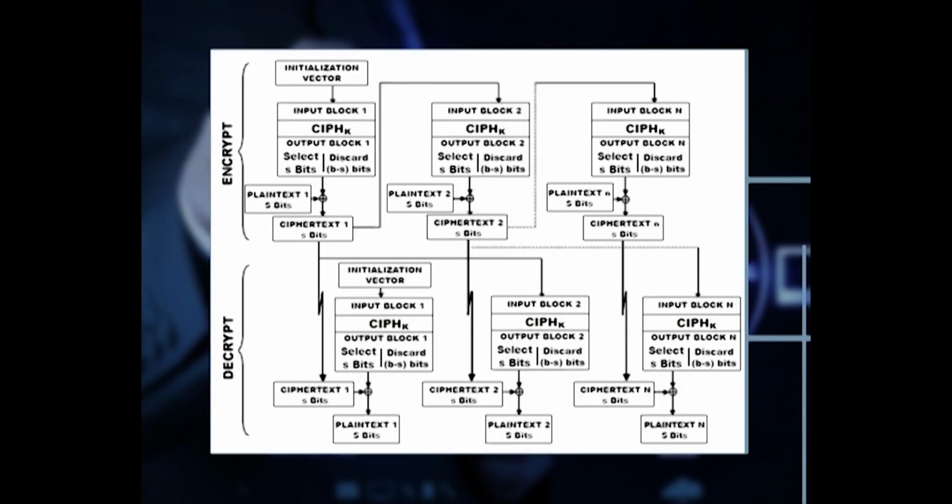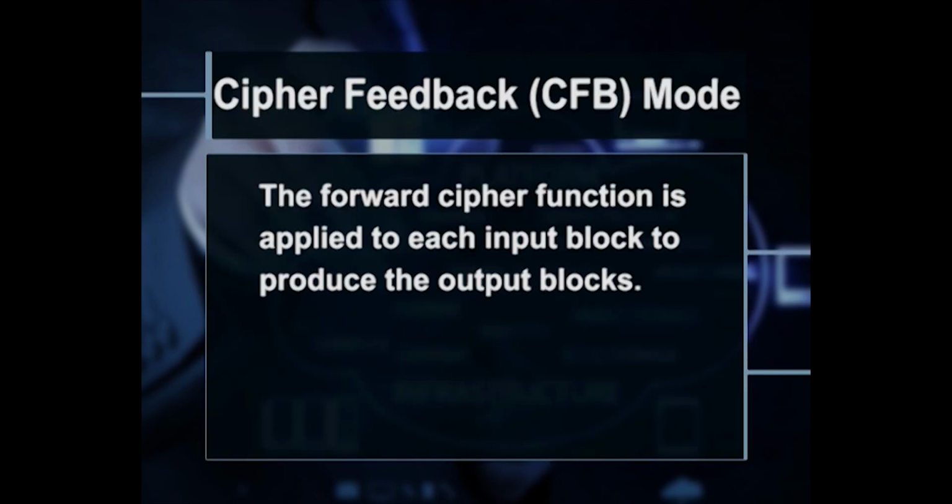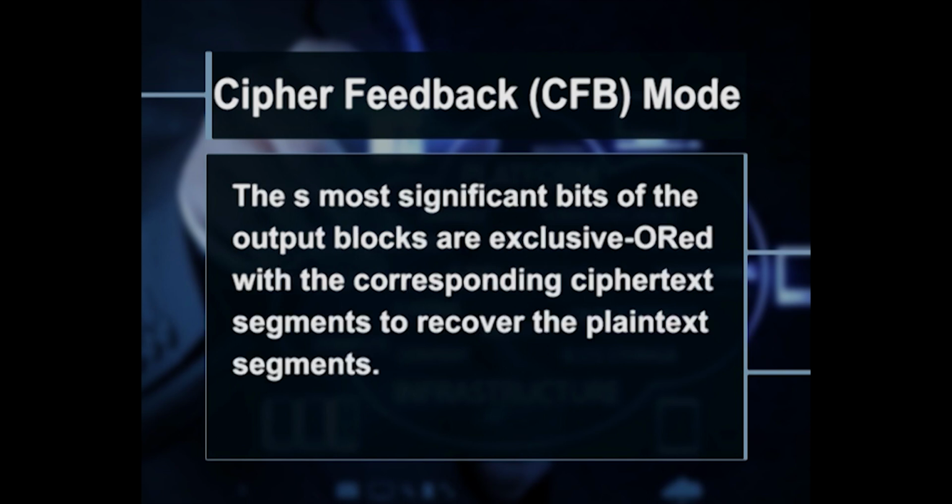In CFB decryption, the initialization vector is the first input block and each successive input block is formed as in CFB encryption, by concatenating the B minus S least significant bits of the previous input block with the S most significant bits of the previous ciphertext. The forward cipher function is applied to each input block to produce the output blocks. The S most significant bits of the output blocks are exclusive ORed with the corresponding ciphertext segments to recover the plaintext segments.